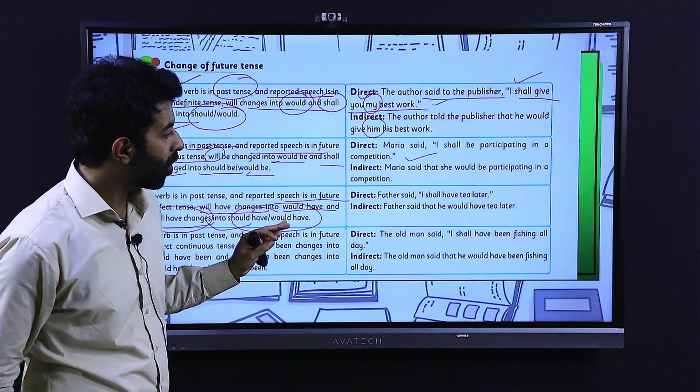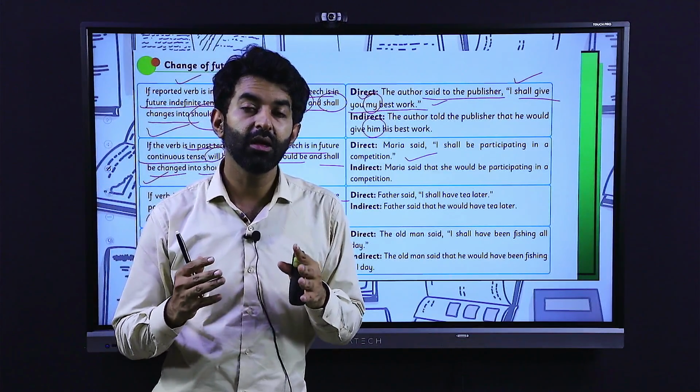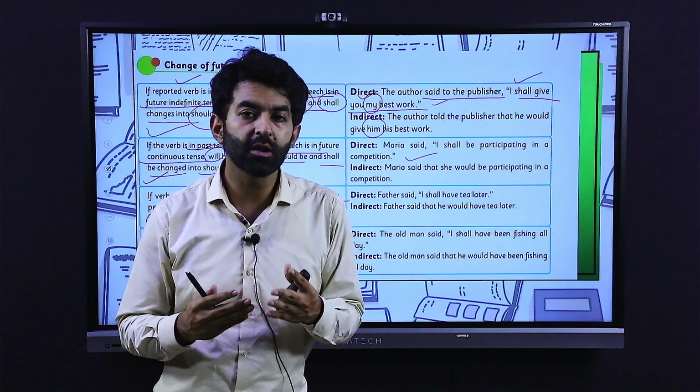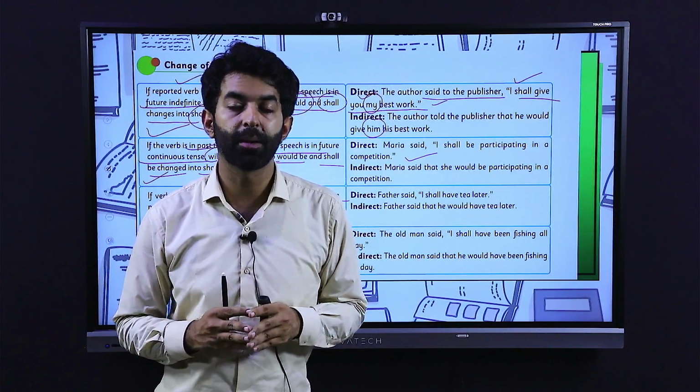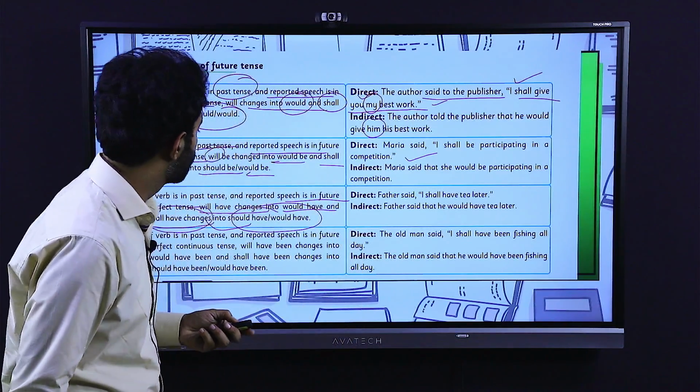So these are very interesting rules, very complicated rules a little bit, but you have to memorize all of them by practicing the given exercises that you can see over here.